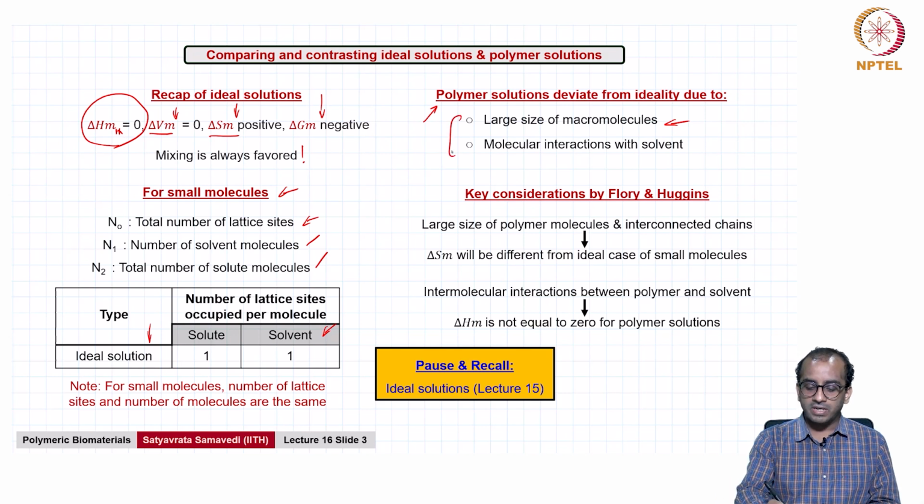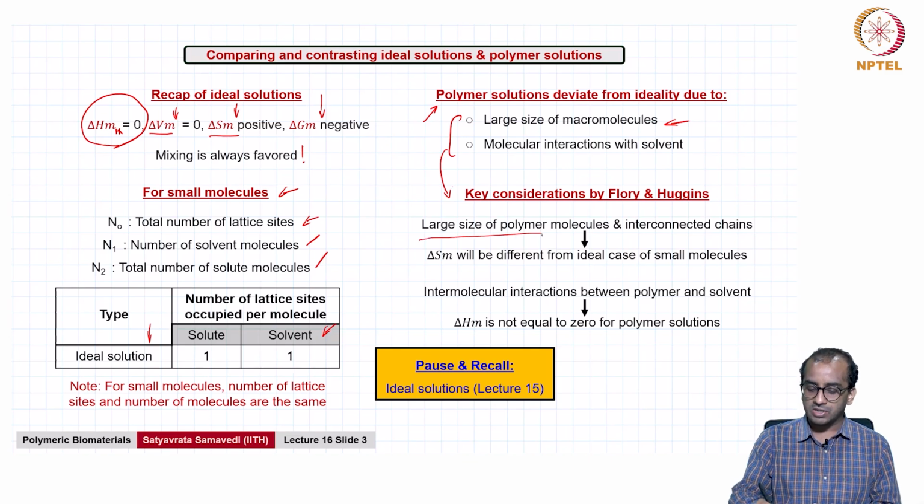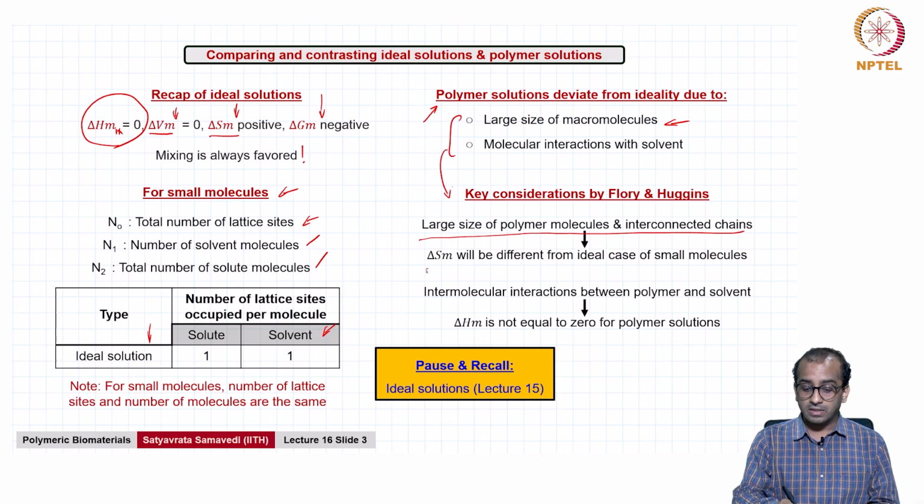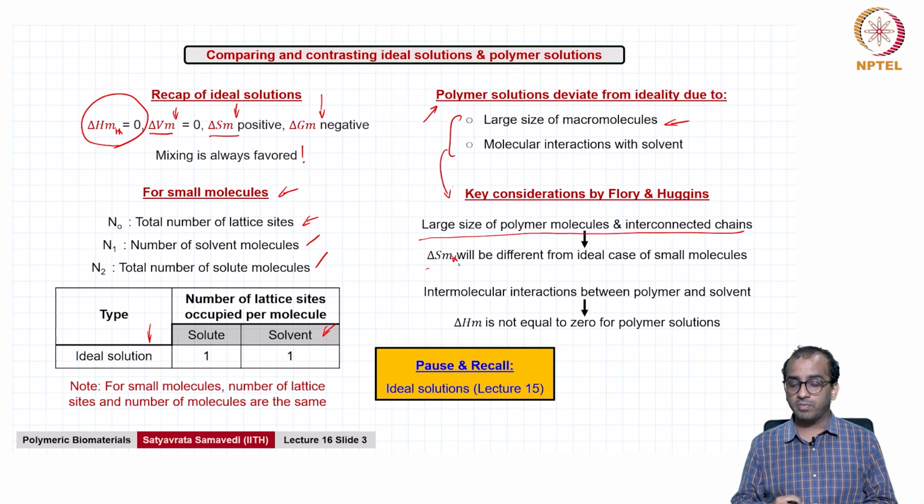Now, these two directly lead to two important considerations by Flory and Huggins for the development of their theory. One is the large size of the polymer molecules and the fact that they are interconnected means that the delta S mix will be different from the ideal case of small molecules. We will still be looking at the number of arrangements possible, but because now the polymer chains are very long and the fact that they are connected will now mean that the entropy that we will talk about will not be the same as the entropy that we saw in the case of small molecules.